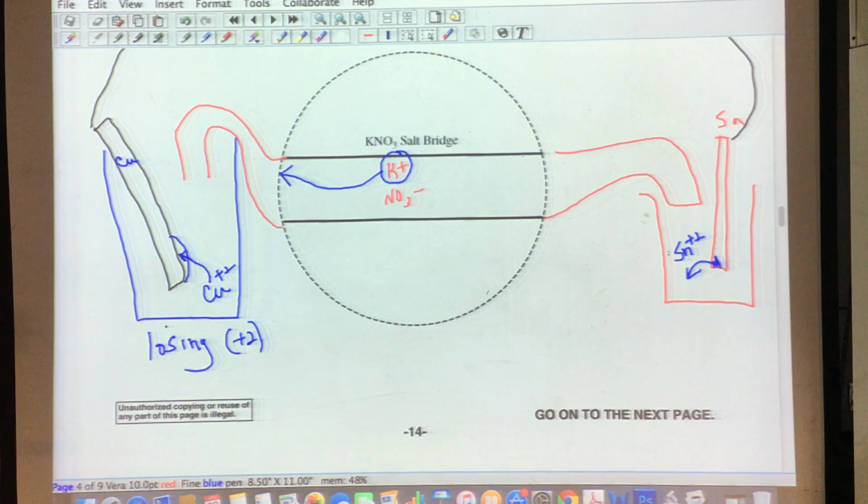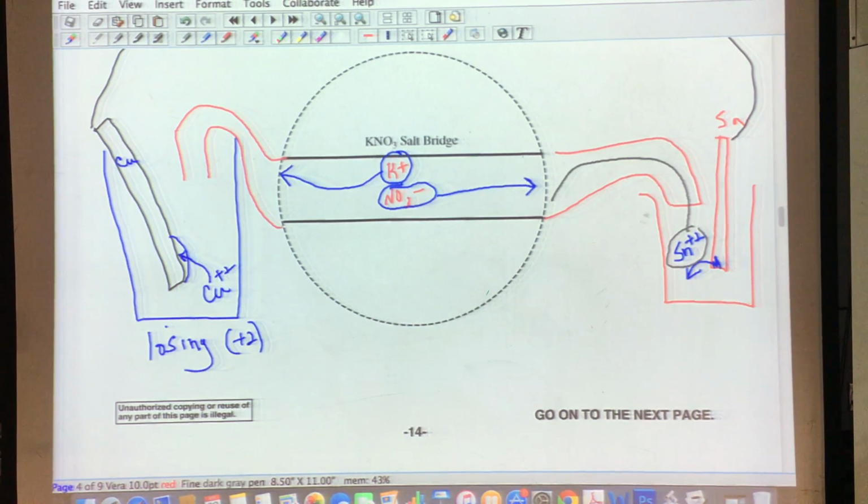So to counterbalance the increase of tin plus 2 as the tin oxidizes, the negative ion travels to the oxidation half cell to keep that beaker electrically neutral. Now we could add more to this, couldn't we? Couldn't the tin plus 2 also go through this? You didn't need to do this, but the tin plus 2 could also come this way to replace the copper, and it does.